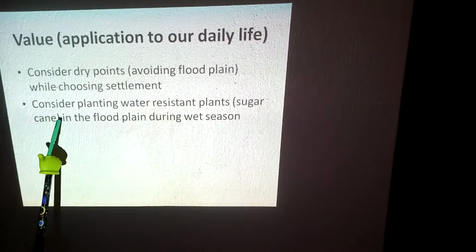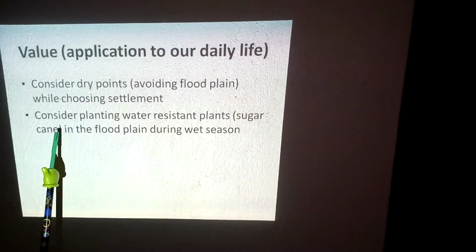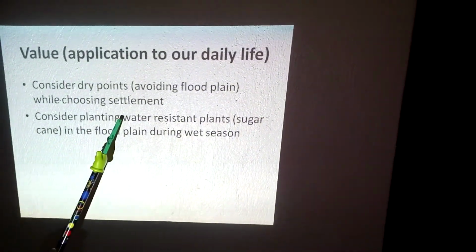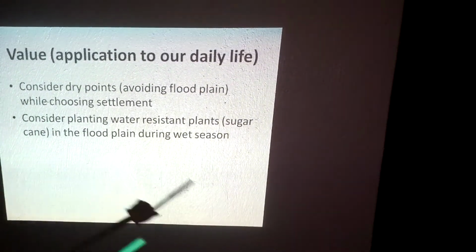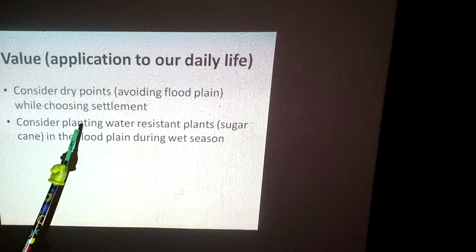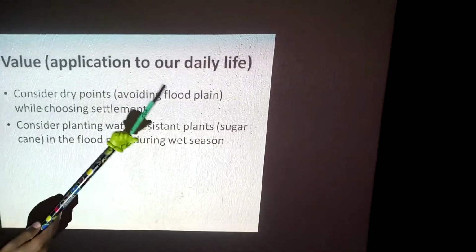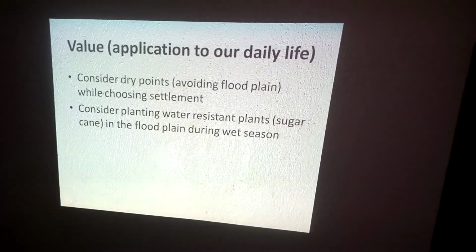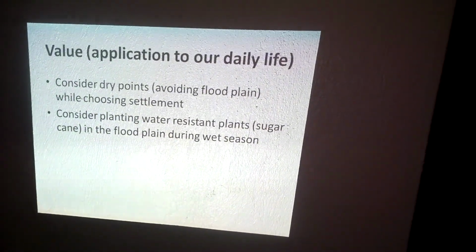Again, there are some land uses that we should avoid in floodplains. Though agriculture is good in the floodplain, not all crops can withstand floods. So we can encourage people to plant water-resistant plants like sugarcane. When it is flooded, it still can produce some produce that is needed by agriculturists or farmers.